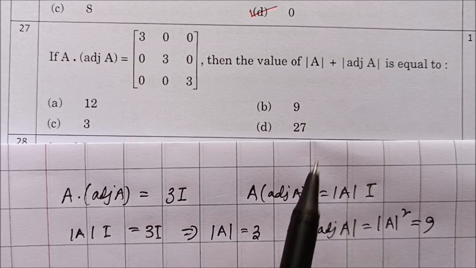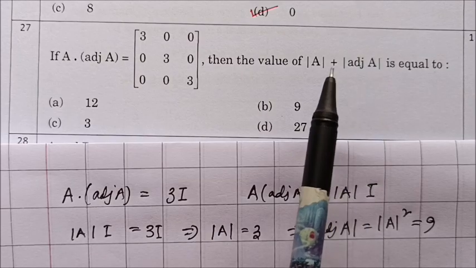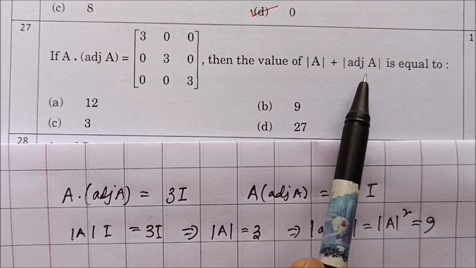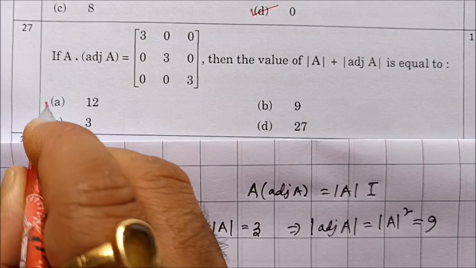What we have to find? We have to find determinant of A plus determinant of adjoint of A. So this value is 3, this value is 9. So 3 plus 9 how much? Is equal to 12.